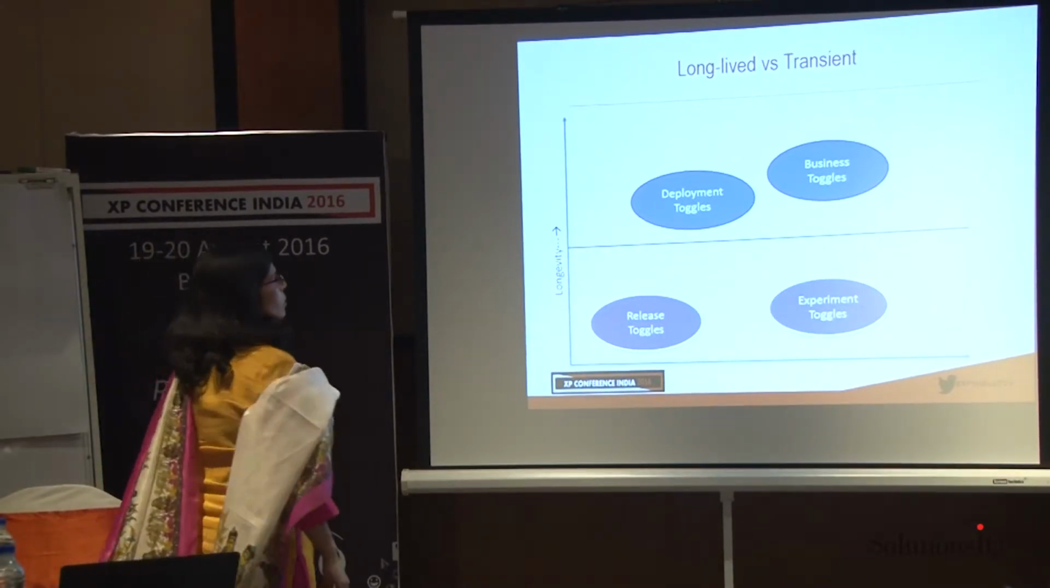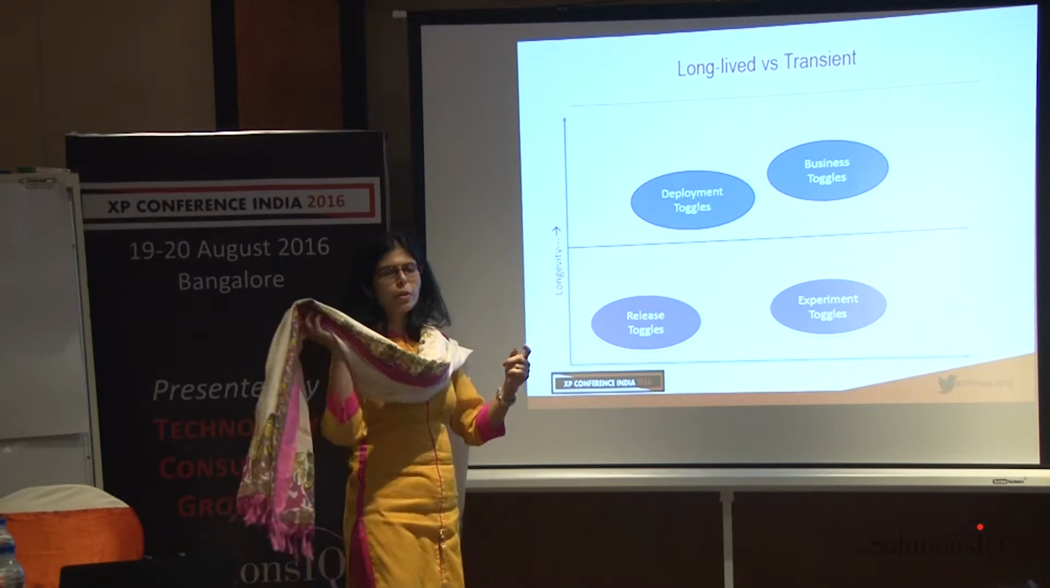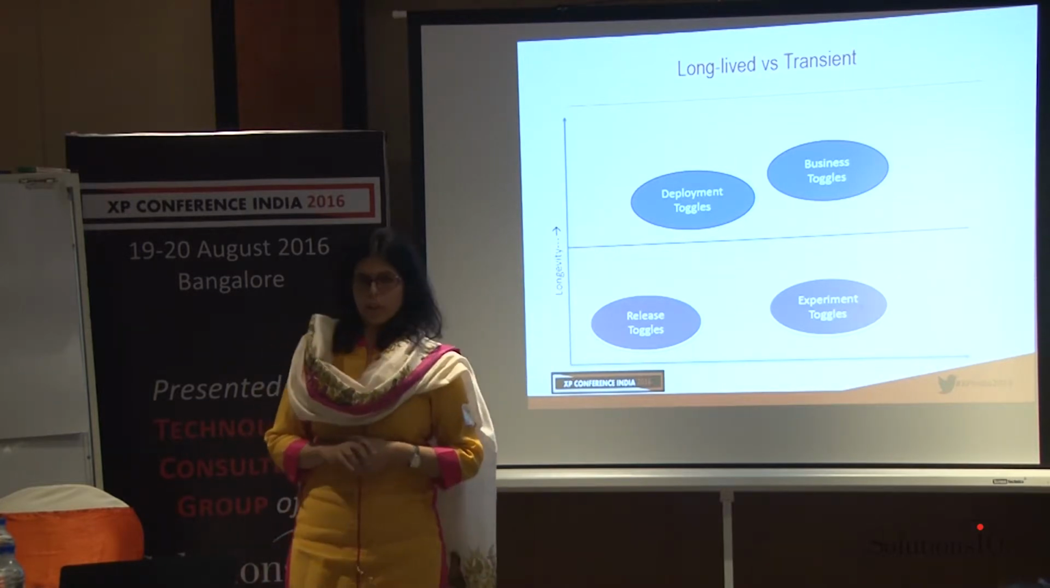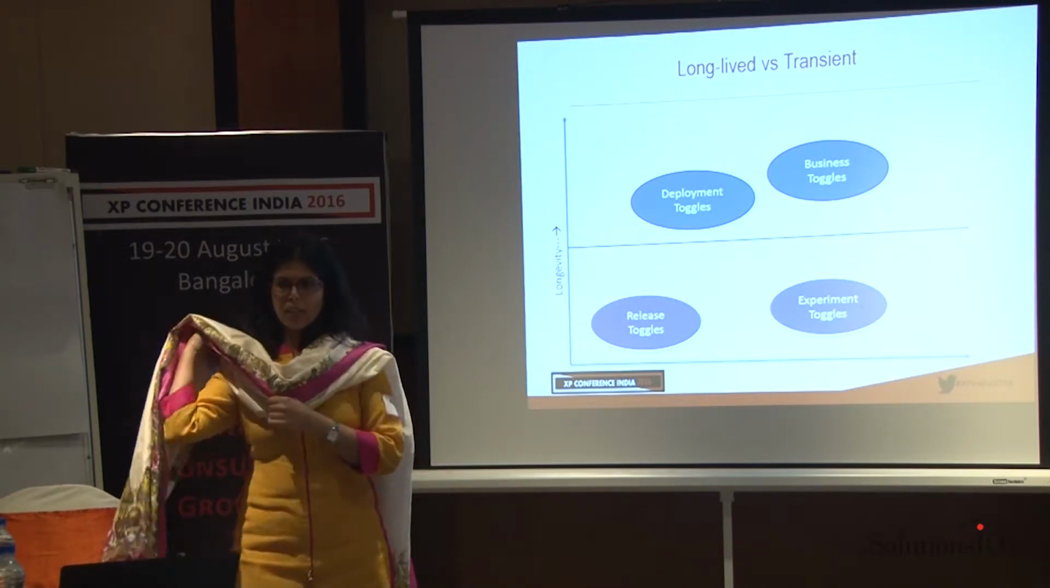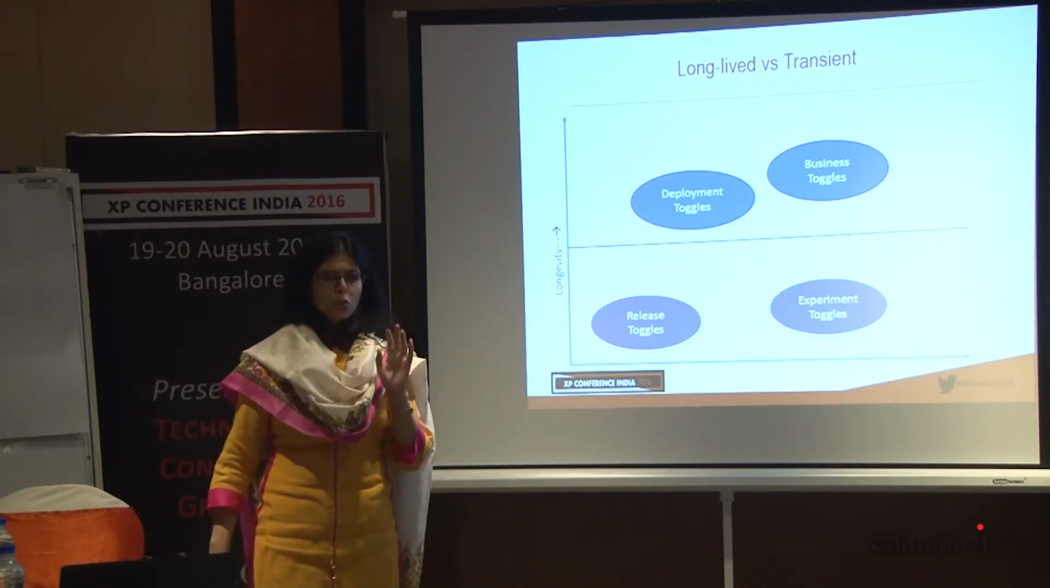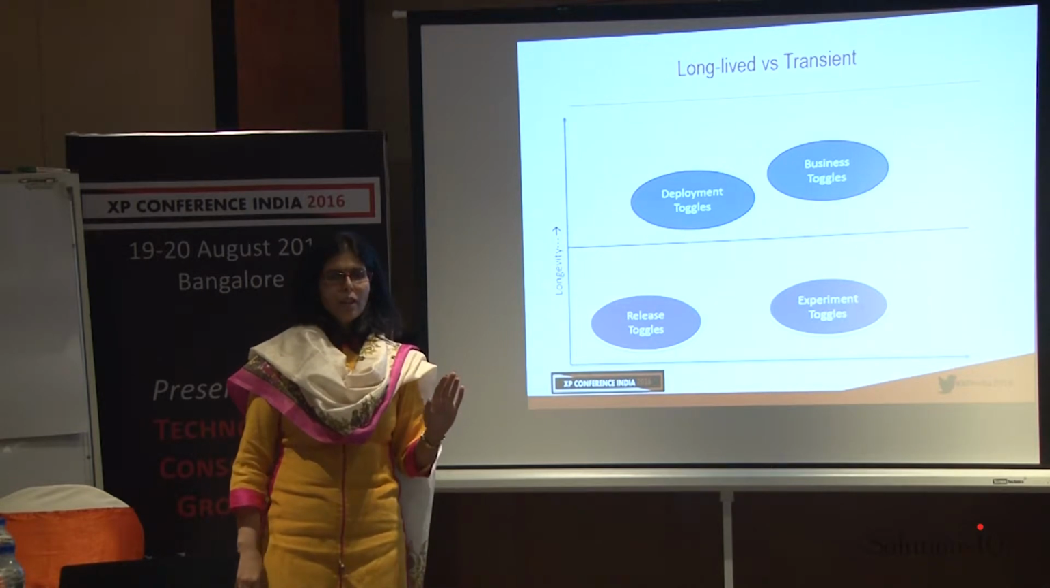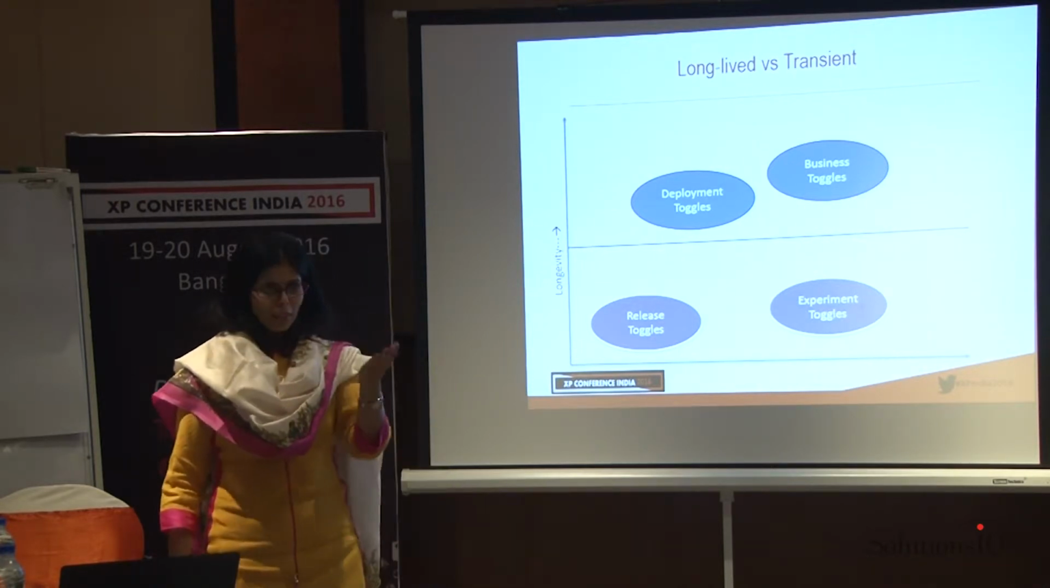So again, long-lived versus transient. Release toggles and experiment toggles generally don't last for very long. Once the feature is done, the sprints have ended, and it is well tested and good to go, you delete that toggle.